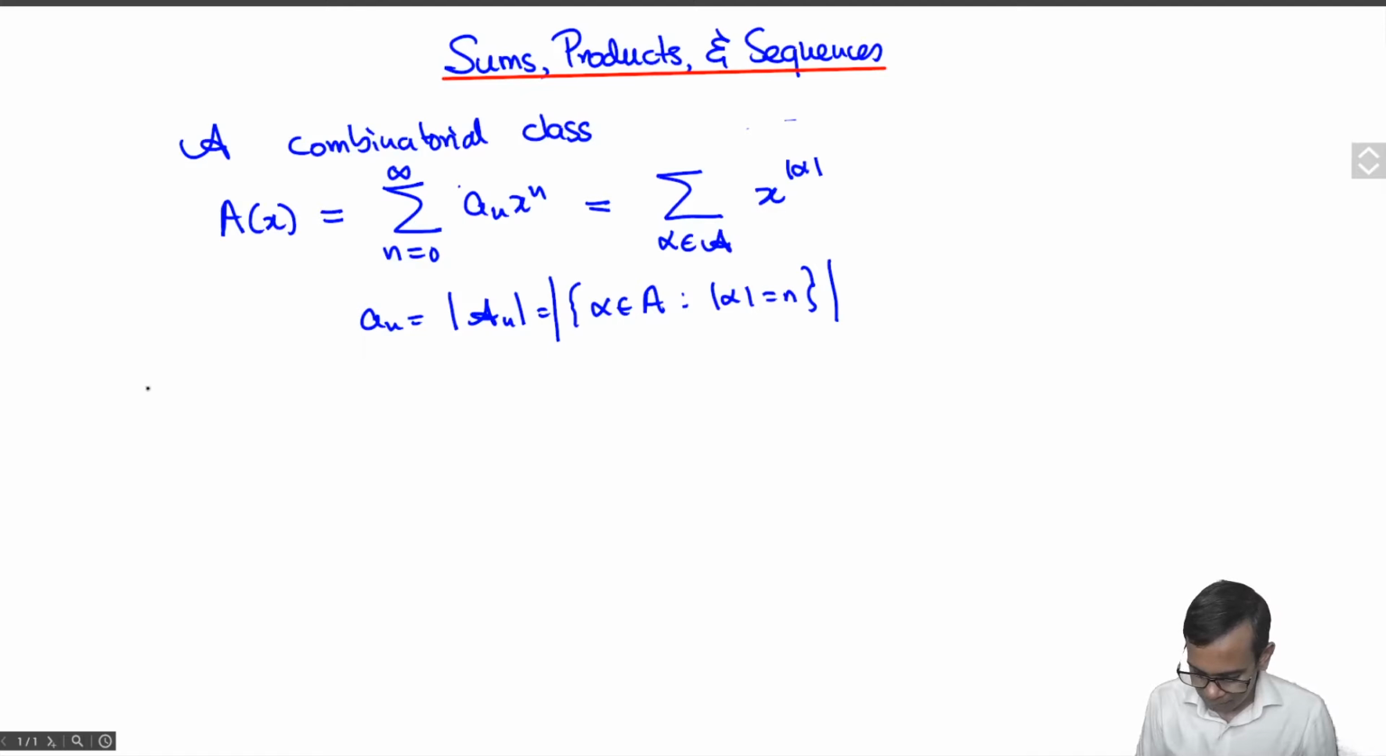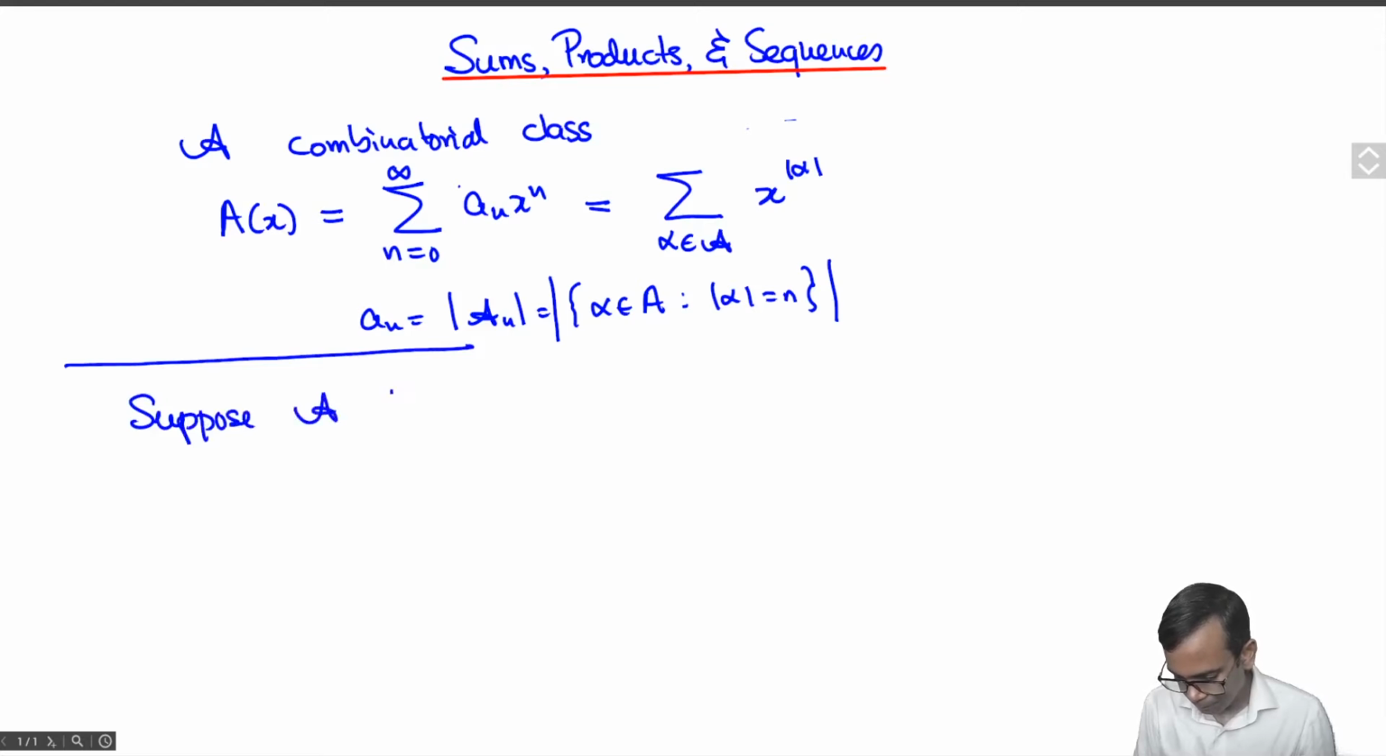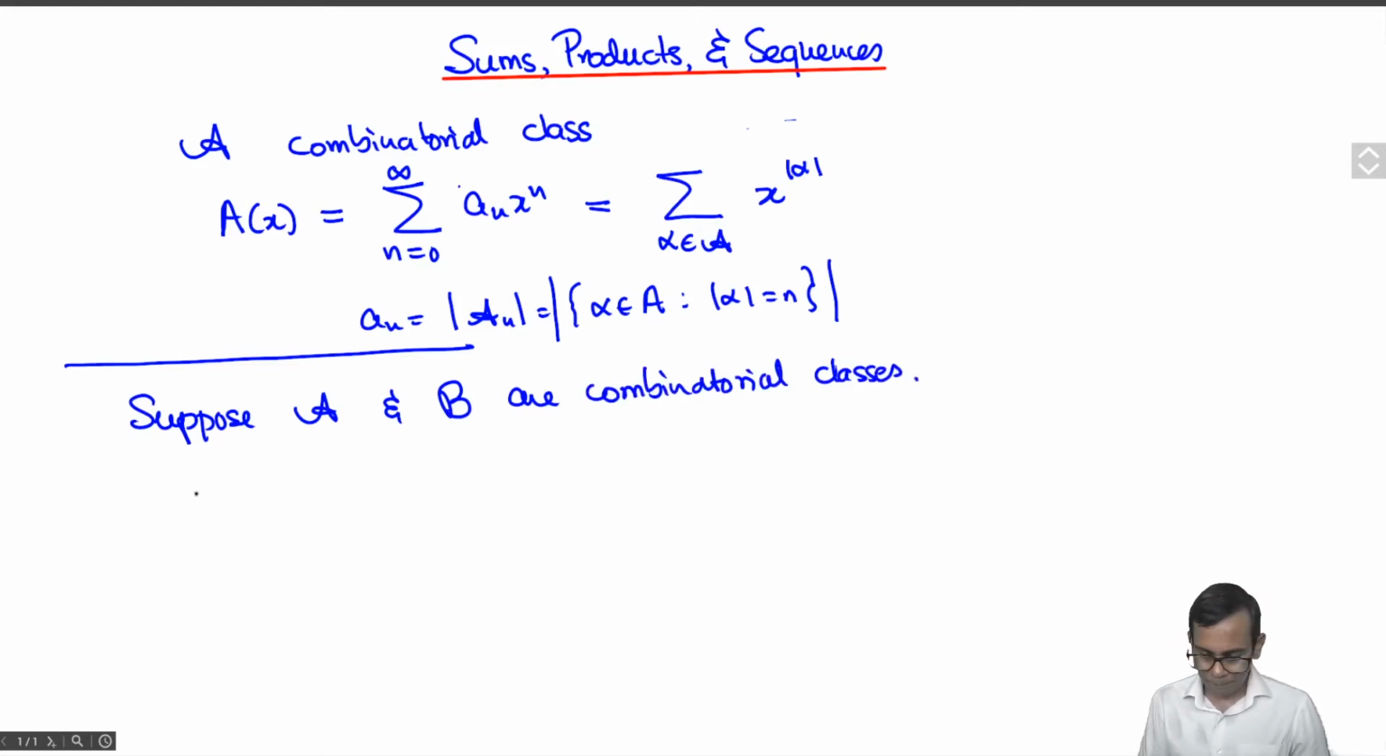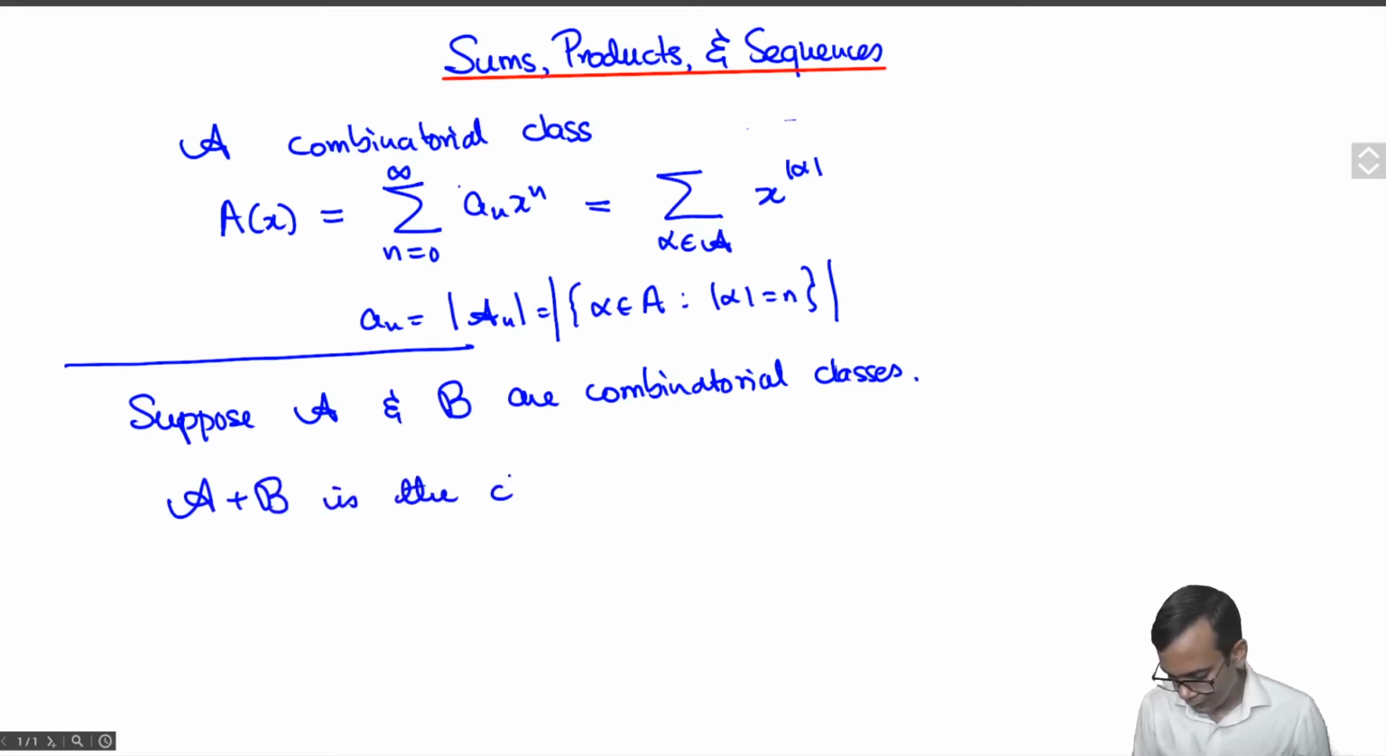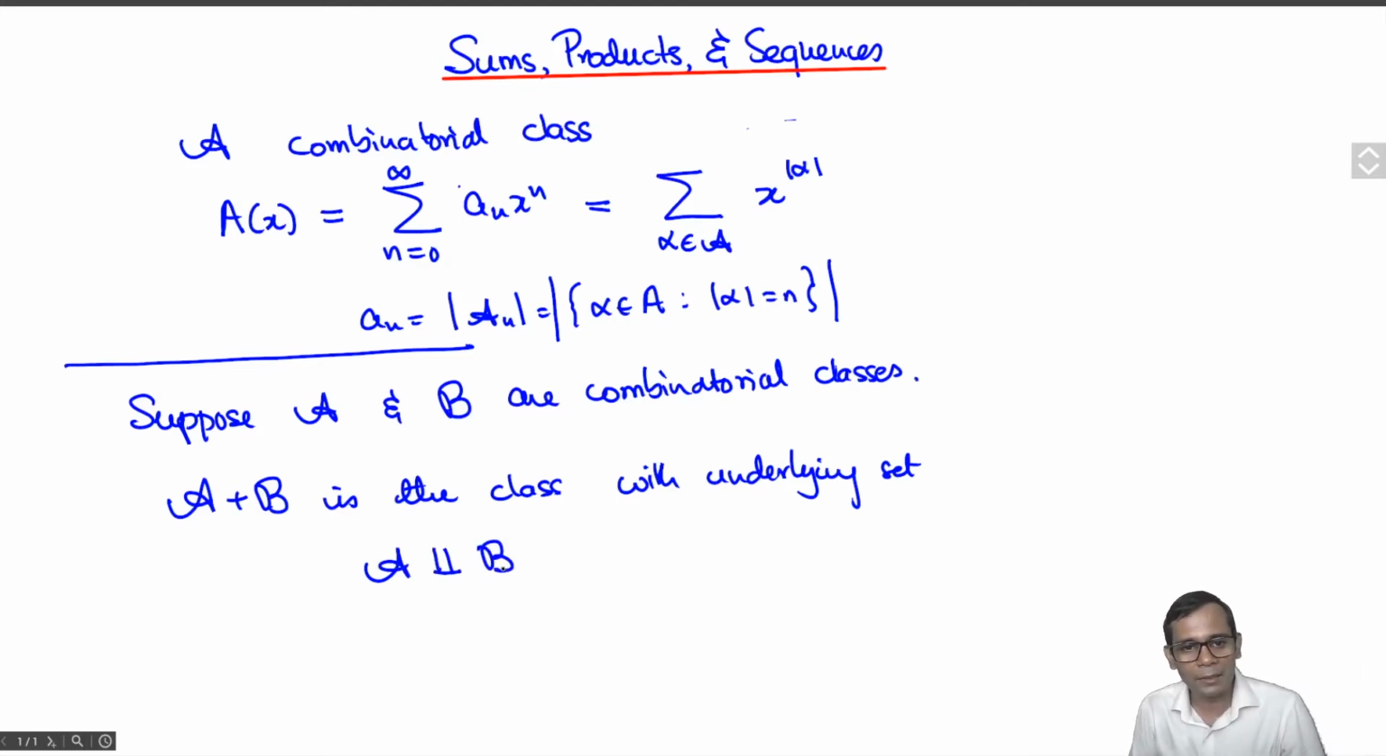Okay, and now let's look at some basic operations. So suppose A and B are combinatorial classes, then I will define A plus B to be the class with underlying set A disjoint union B. By which I mean that if A and B have any elements in common, you copy out those common elements to a second copy, and you treat them as different things. So you take the disjoint union of A and B.